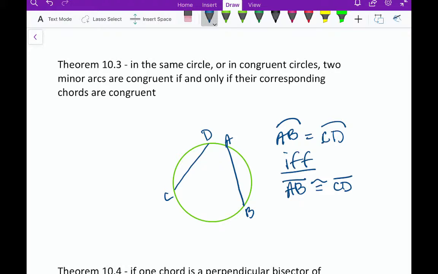If and only if means that both the conditional and the converse are true. So no matter which way you read this theorem, it should still be true. If those chords are congruent, then the arcs are congruent. Likewise, if the arcs are congruent, then the chords are congruent. Notice that these are two chords on the same circle, or it would need to be two chords on two different circles that are congruent circles. They have to be congruent circles if it's in two different circles.